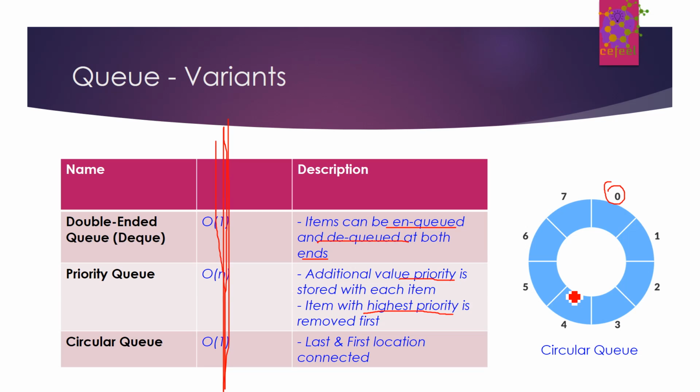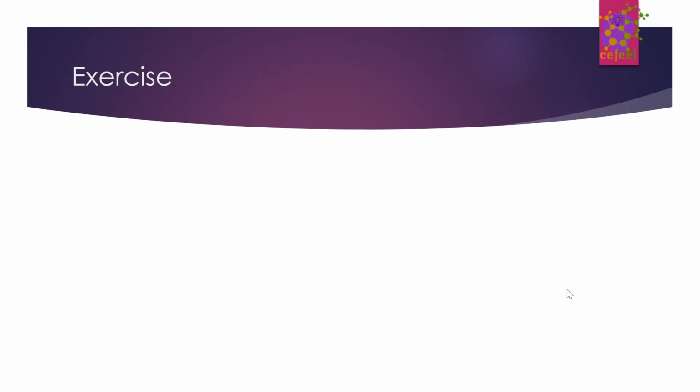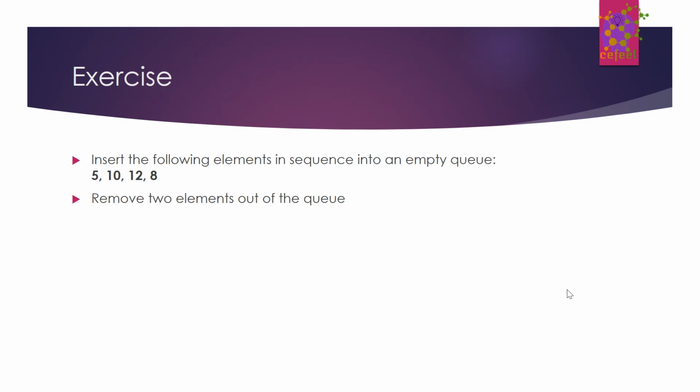So I think with this we are pretty much done with this video. I hope this video helped you understand what a queue is and how different operations are used in a queue. Finally, before we end, here is a very short exercise for you to try out. Imagine you have an empty queue, and you insert a few items, which are 5, 10, 12 and 8. Then look at the queue, how it looks, what is the current head, what is the current rear, and things like that. Then go ahead and remove 2 elements out of this queue.